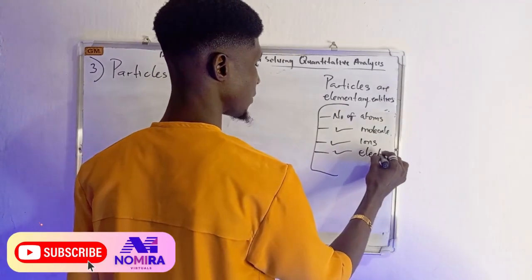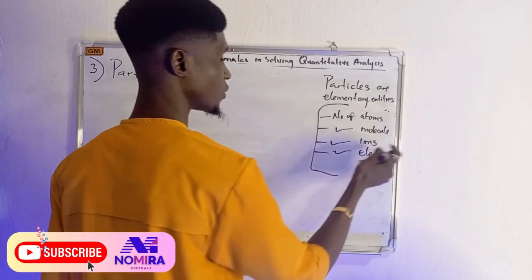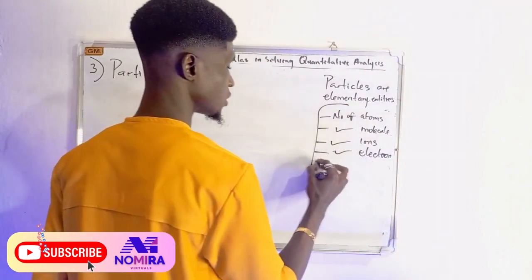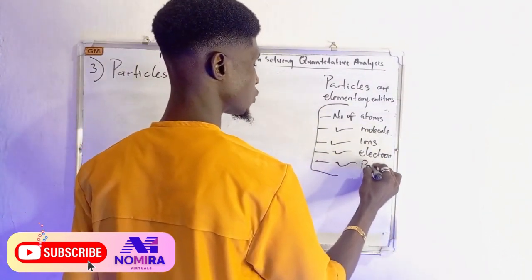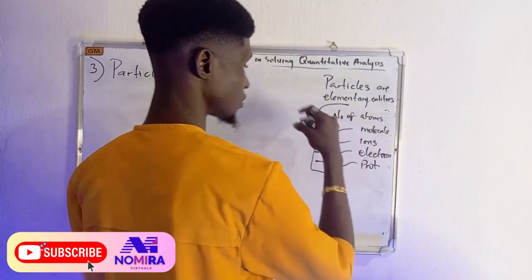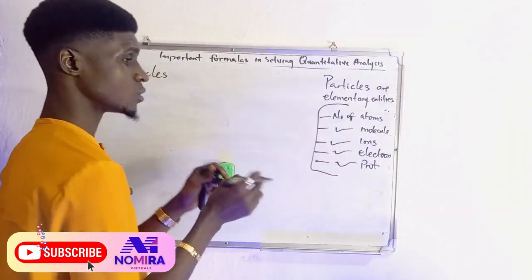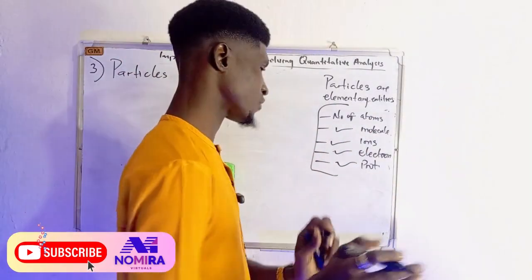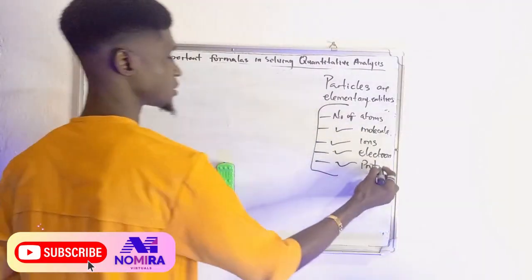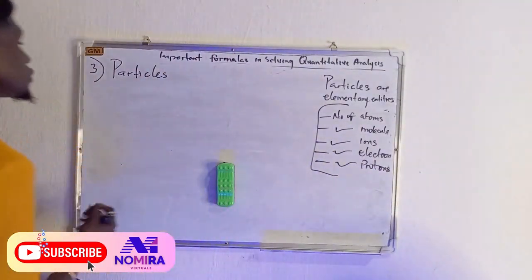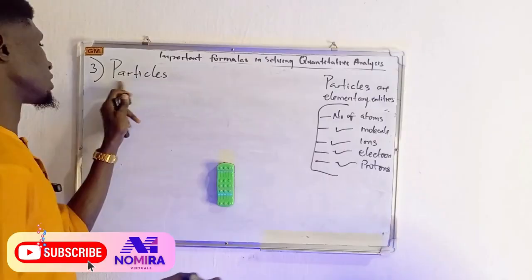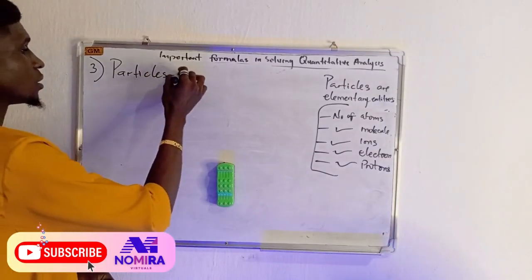You can notice that these are particles, right? Atom, molecule, ions, electrons, protons. Number of anything that is not number of mole, all other things, number of whatever, fall under what? Particles. Okay, so we'll be classifying all of them as what? Particles. The formula is what?